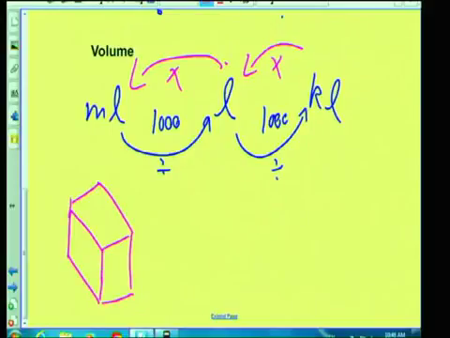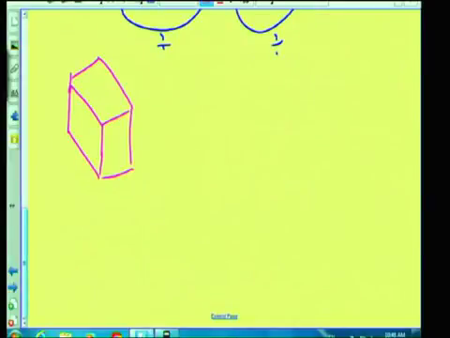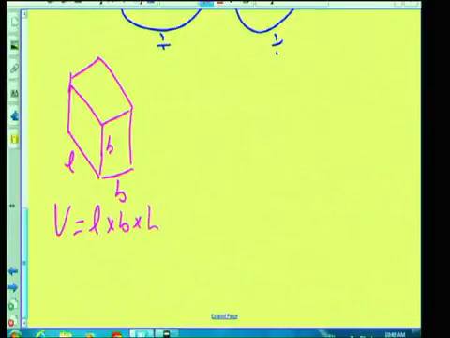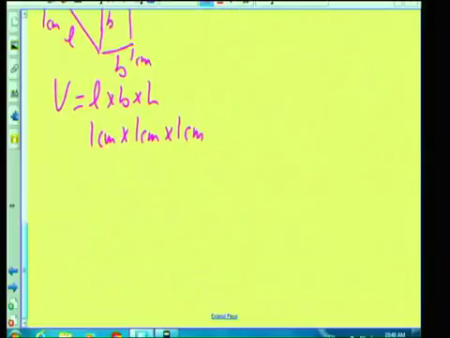And you would agree that the volume, from what you've done previously, volume of something like this, they call that height and call that breadth. The volume is length times breadth times height. And so what would we say? If this was 1 centimeter, and that was 1 centimeter, and that was 1 centimeter, then we would get 1 centimeter times 1 centimeter times 1 centimeter. That's called a cube. Centimeter times centimeter times centimeter, cubic centimeters.